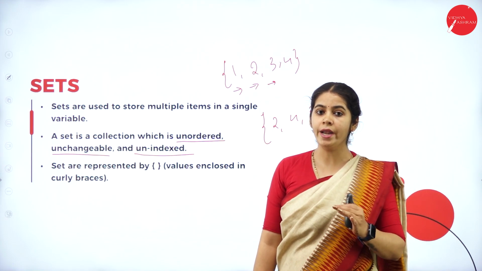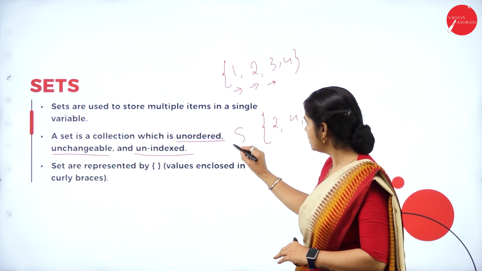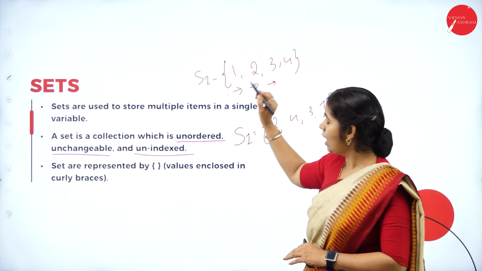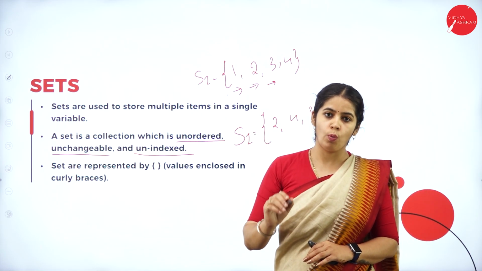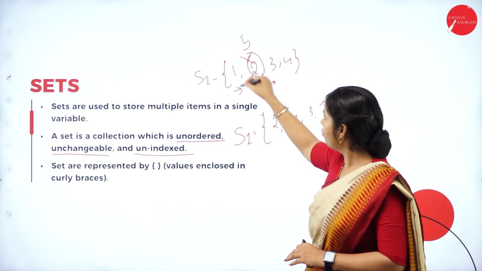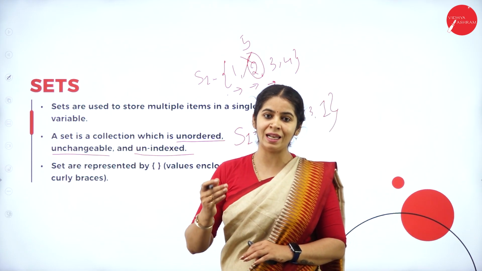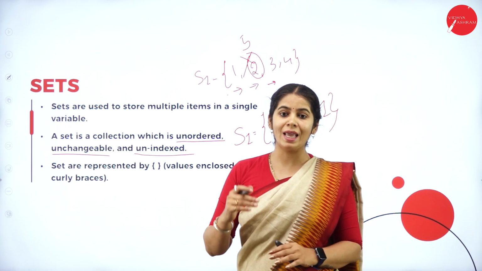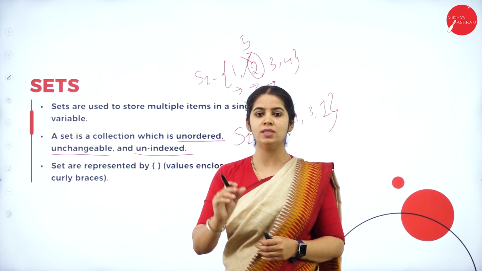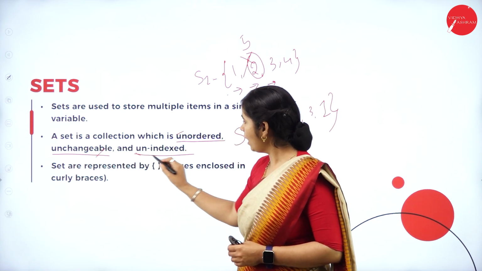A set has unordered, unindexed and unchangeable values. Once I declare the set S1 as 1, 2, 3, 4, we cannot change the value within the set. In place of 2, I cannot replace it with 5. I cannot do that. With the different data types we have discussed so far, like list, strings and tuple, we are able to change the data, but in a set we are not able to change the data once the set elements are declared. That is called unchangeable and unindexed.